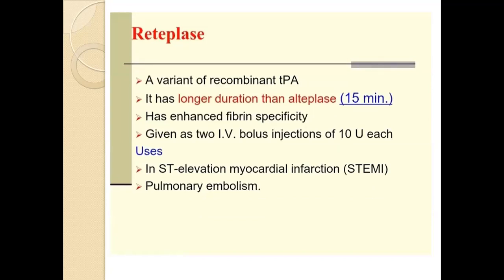Nitiplase. It is a variant of recombinant tissue plasminogen activator. It has longer duration than Altiplase. Its duration of action is 15 minutes, and it has enhanced fibrin specificity and is given as 2 IV bolus injections of 10 units each. Uses are in ST elevation myocardial infarction and pulmonary embolism.